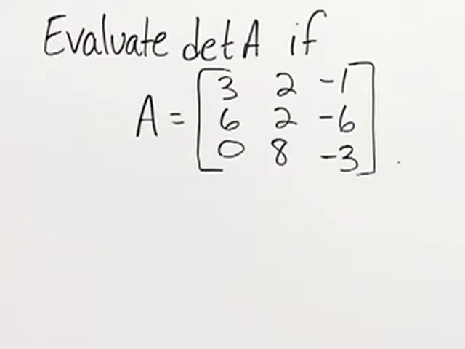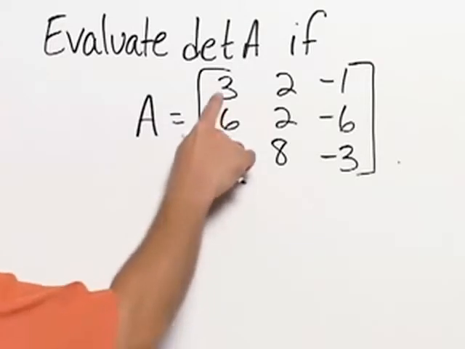Evaluate the determinant of A if A is the matrix where the rows are 3, 2, negative 1; 6, 2, negative 6; and 0, 8, negative 3. So to evaluate the determinant, we start with the 3.